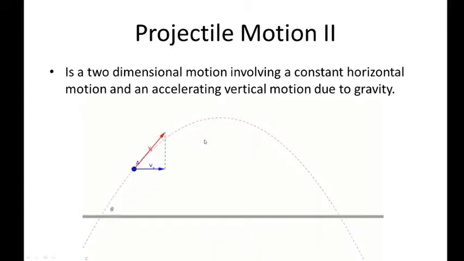So the difference between projectile motion 1 and projectile motion 2 is that the object in projectile motion 2 is thrown or projected at an angle. So unlike projectile motion 1, it is only thrown or projected horizontally. So this time there is involvement of an angle as it is thrown. So the angle is somewhere right here. So this angle right here is the angle of projection.